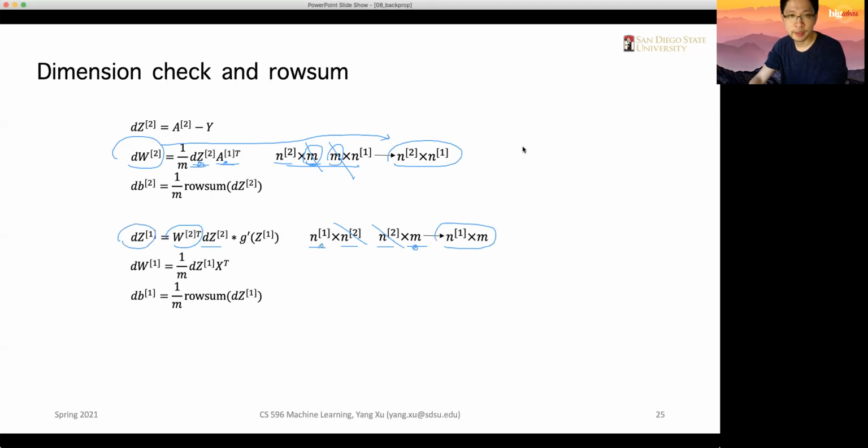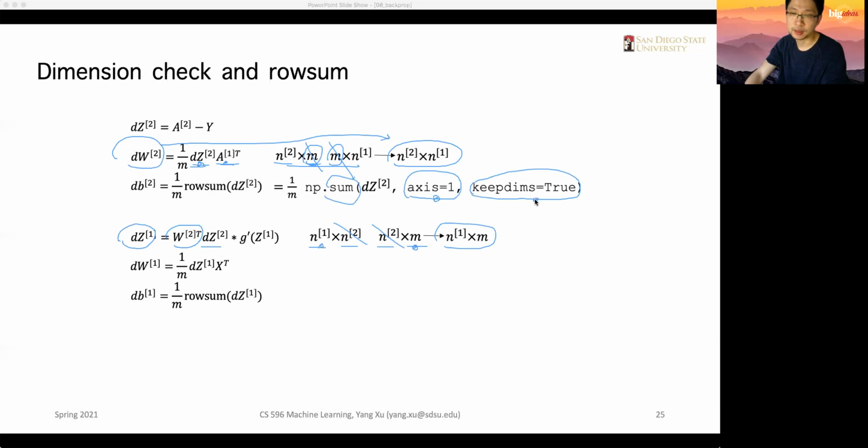So that's the dimensionality check. And for the row summation in NumPy, because we will have a homework for neural network backpropagation. Then in NumPy in particular, when we want to compute the row summation, we can call the summation function by setting the axis to be 1, okay? And also we want to keep dimensions to be true so that the dimension is preserved. It's kept, it's not lost, okay?